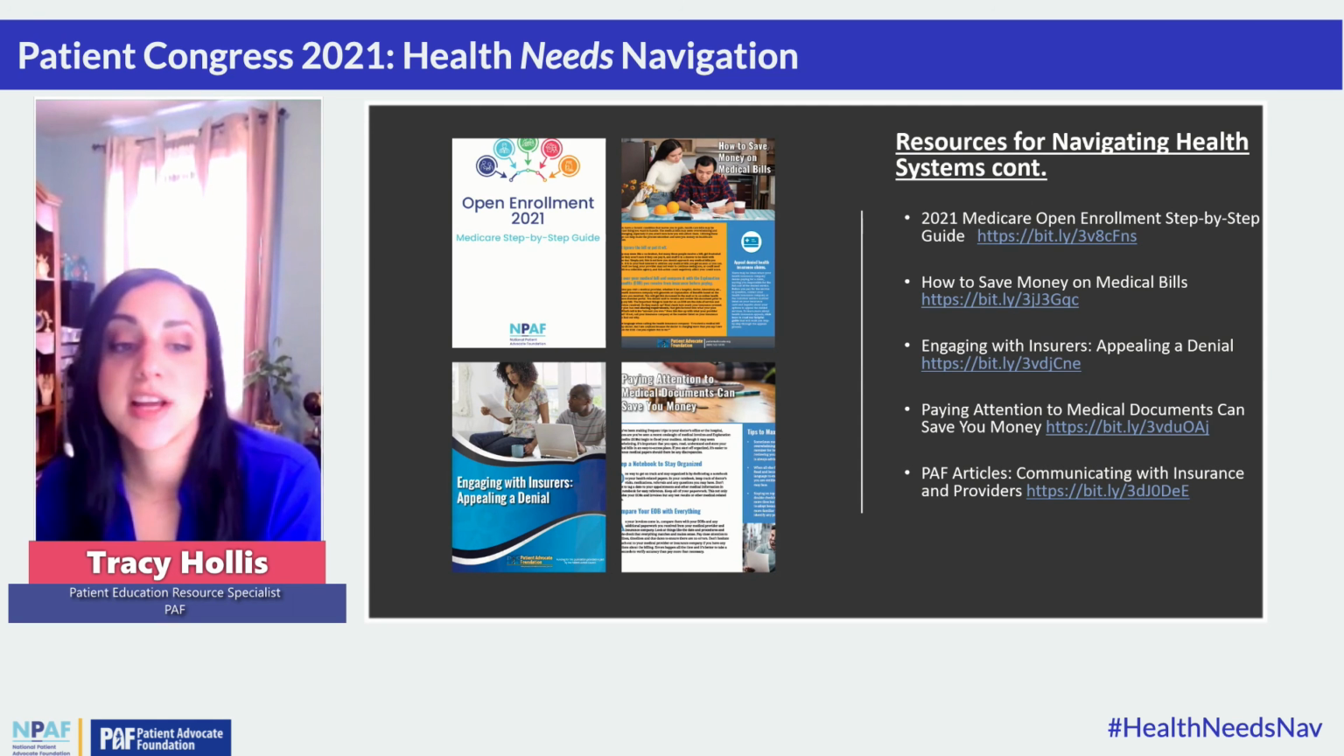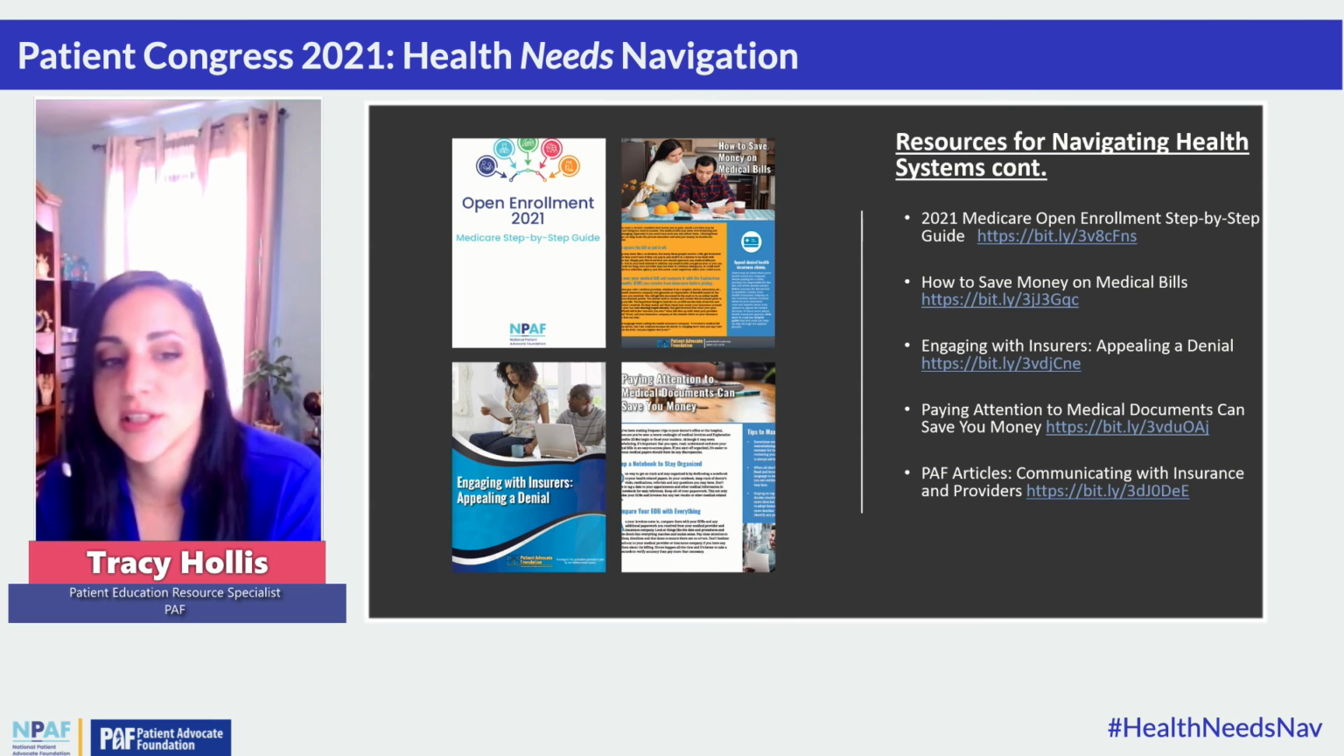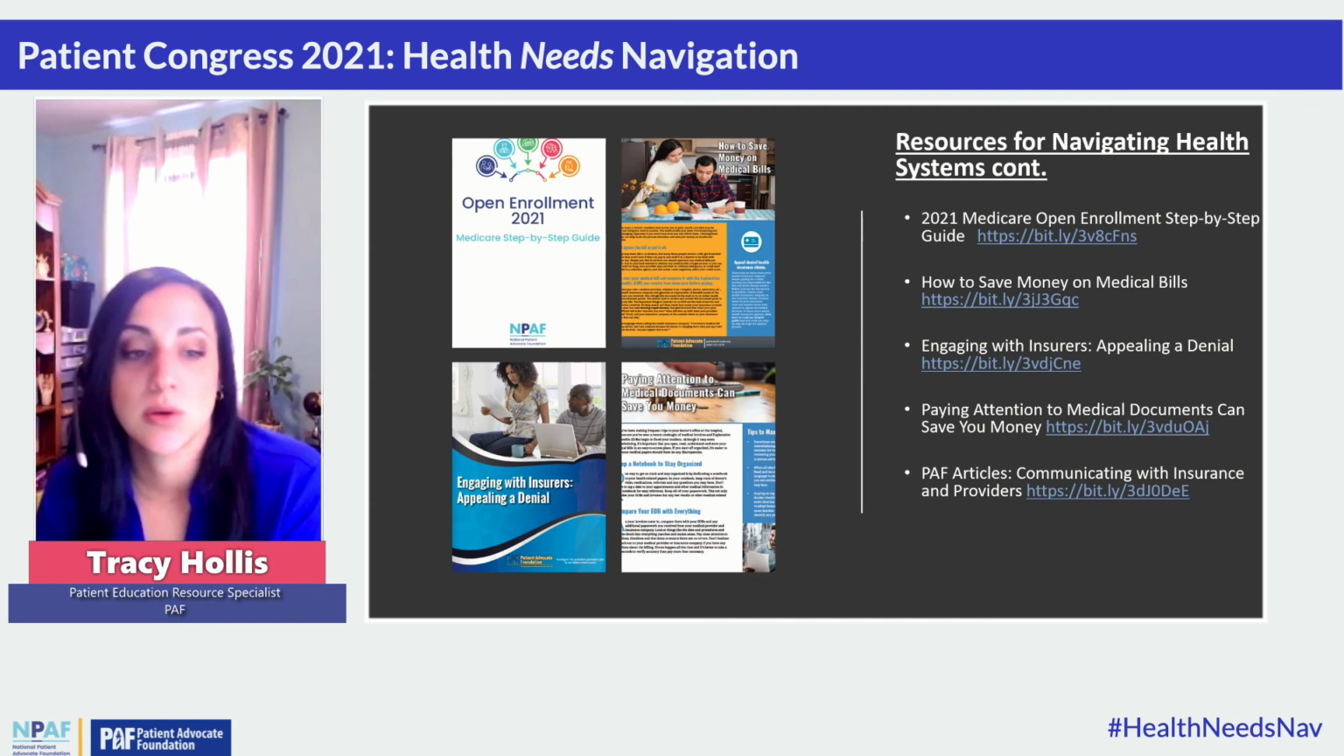Next is How to Save Money on Medical Bills. This one can help you navigate health systems from the medical bill perspective. The one-pager offers tips to help identify ways to save on and manage your medical bills. Engaging with Insurers: Appealing a Denial is a companion guide to our interactive training on appeals and denials. The 10-page booklet provides a logical approach to the appeals process, as well as practical advice to submit a successful appeal.